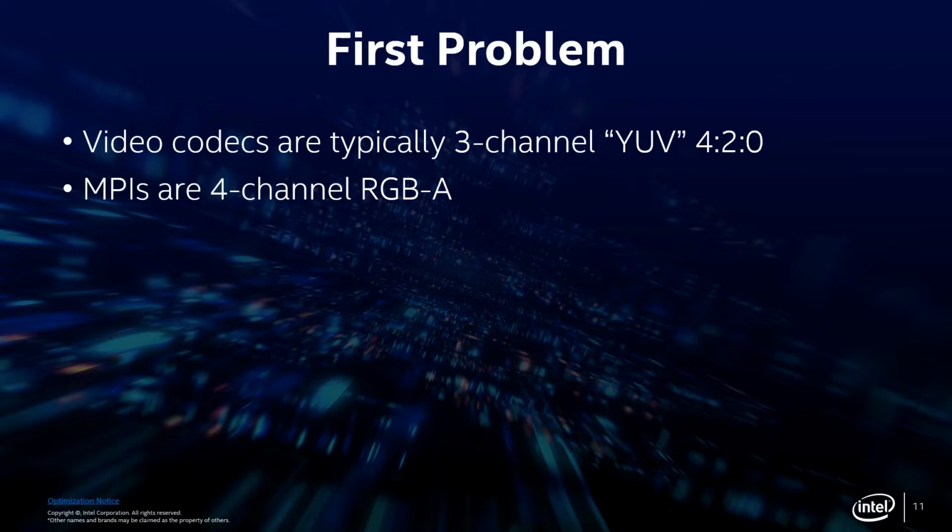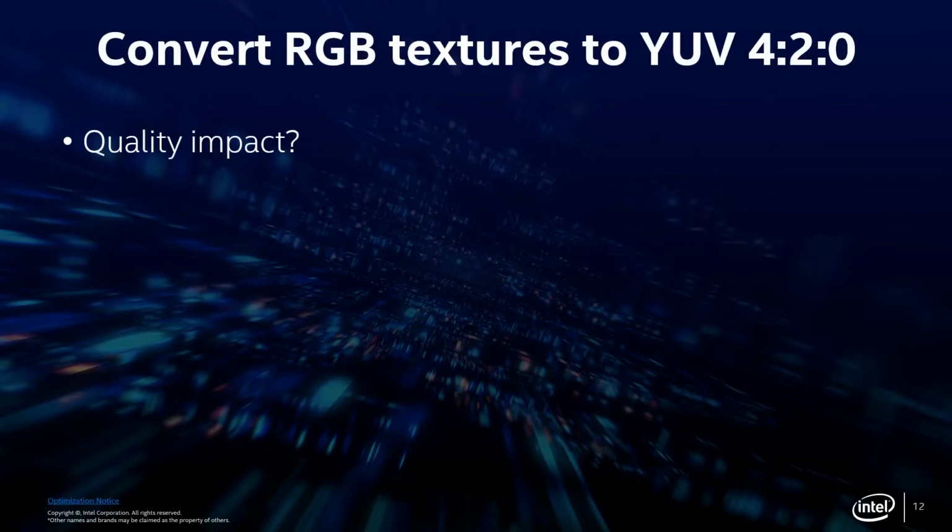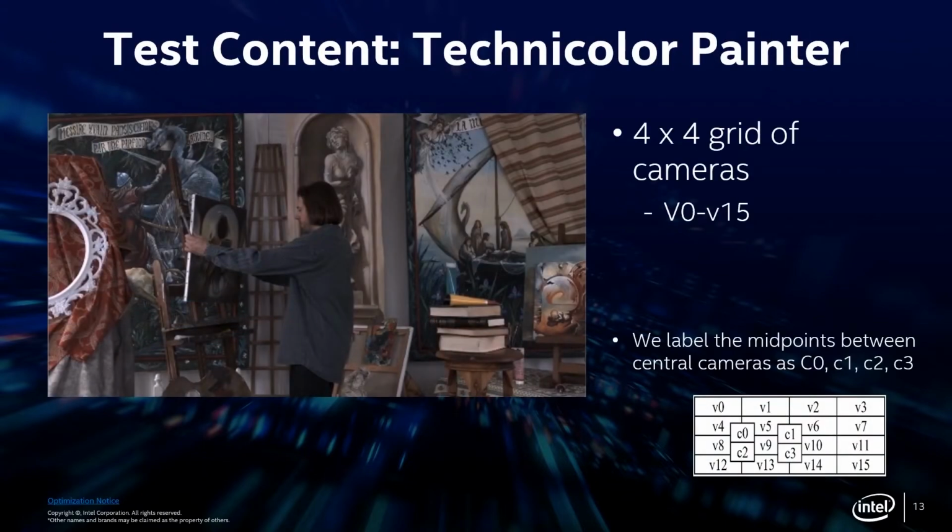Mapping MPIs from RGB alpha into the YUV space that video codecs use is something we're going to have to figure out. Basically, we can take the RGB textures and convert them to YUV 420. Like I said, this is going to result in some color decimation, but humans are usually not as good at seeing color loss as intensity loss, which is why we use YUV 420 so much in the video field. But in the context of applying this to MPI stacks, we need to make sure that that holds true and we don't see a big loss in quality.